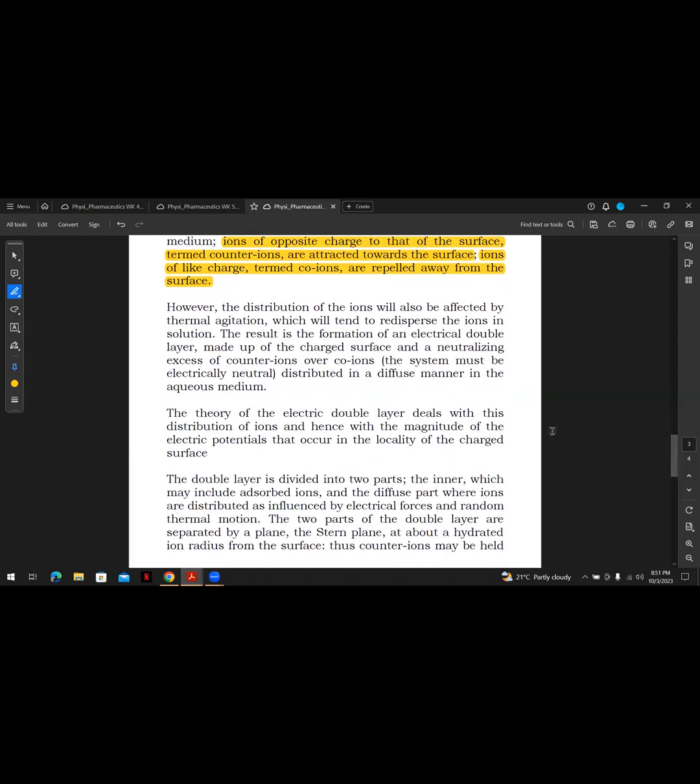When you shake or agitate that mixture, it will tend to redisperse the ions in the solution, which results in an electrical double layer. The electrical double layer is made up of the charged surface and a neutralizing excess of the counter ions over the co-ions.